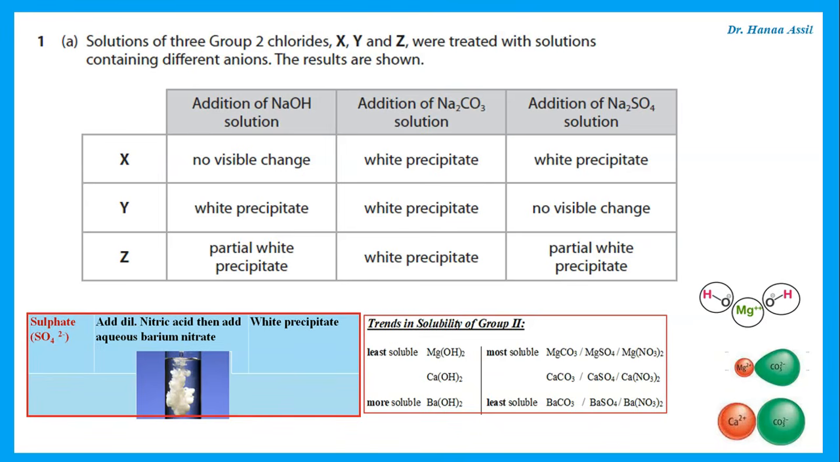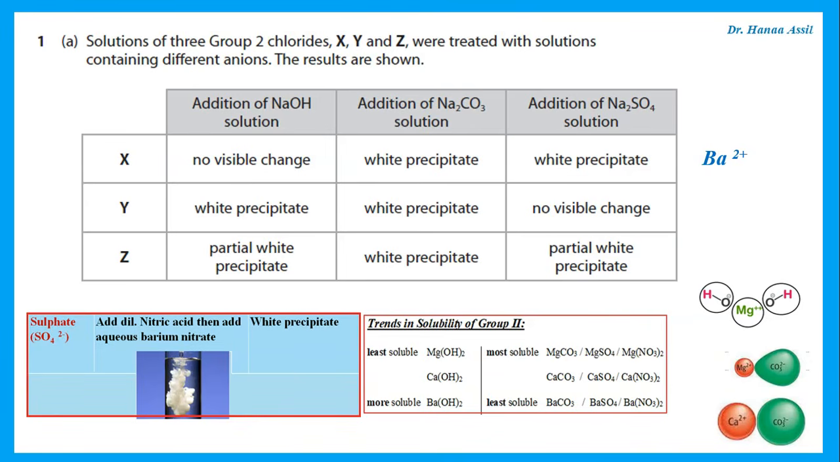So looking at this table, X is something that with hydroxide, it doesn't form a precipitate. With carbonate and sulfates, it forms a precipitate, so it has to be down in group 2. So X is probably barium, because barium gives precipitates with sulfates and with carbonates.